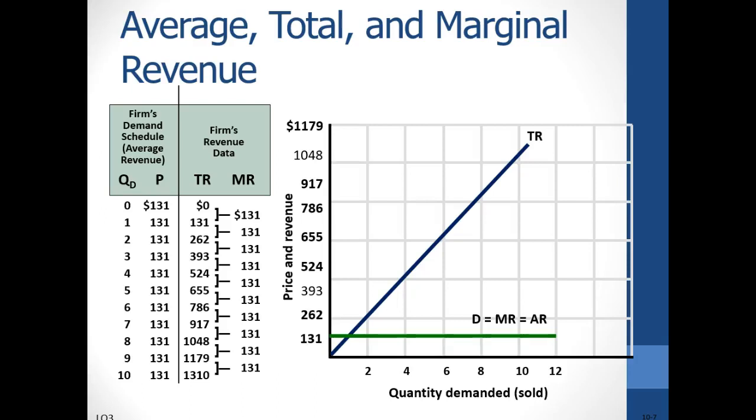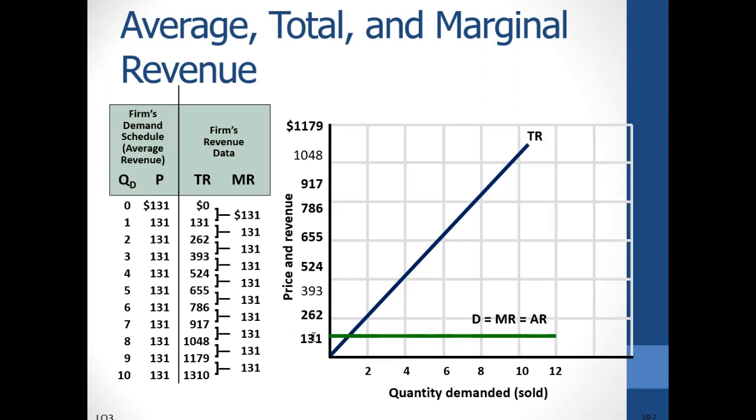Average, total, and marginal revenue. This graph shows a purely competitive firm's demand curve and revenue curve. The demand curve, D, is a horizontal line. It's perfectly elastic because the firm can sell as much output as it wants at the market price. Here the market price is $131.